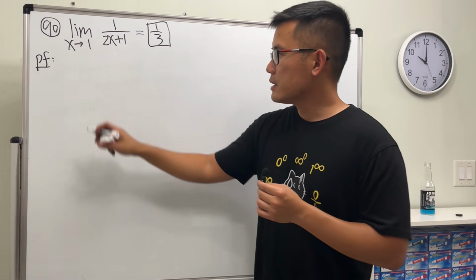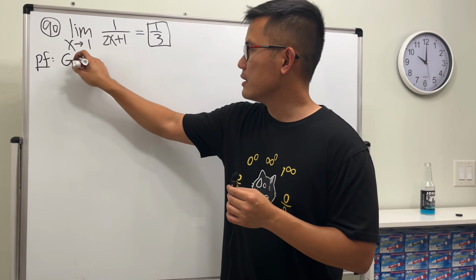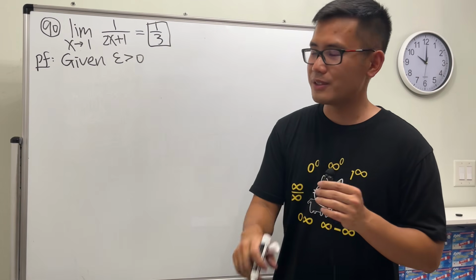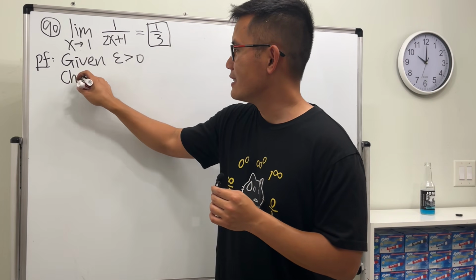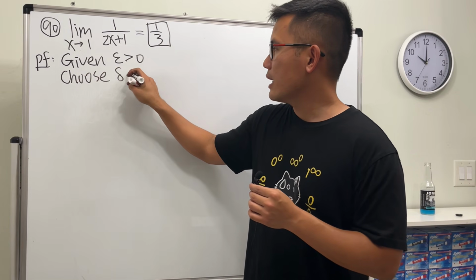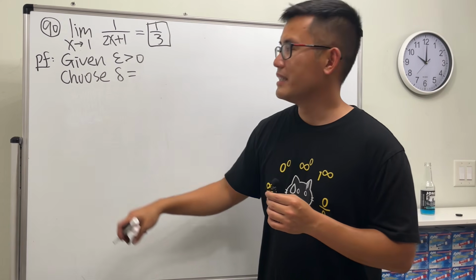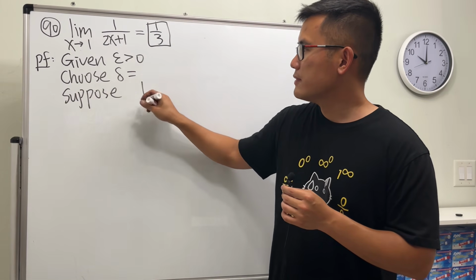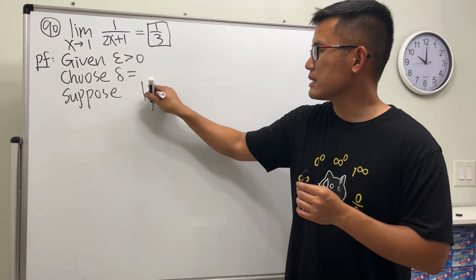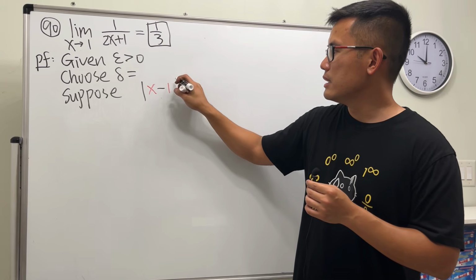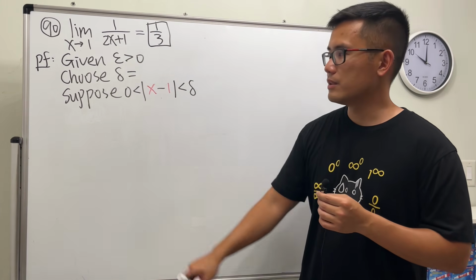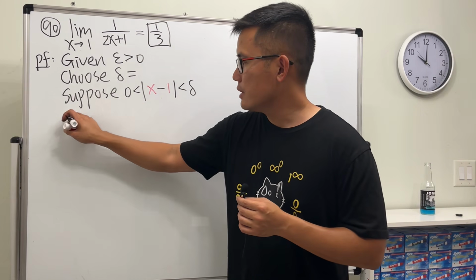Proof. First, given epsilon greater than 0, then choose delta, I don't know yet. Then suppose absolute value of x minus 1 is less than delta and greater than 0. Then we want to check.